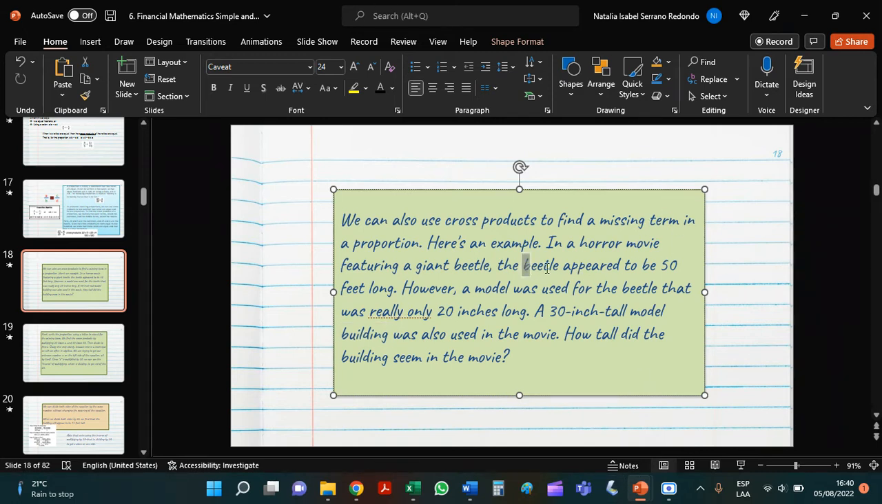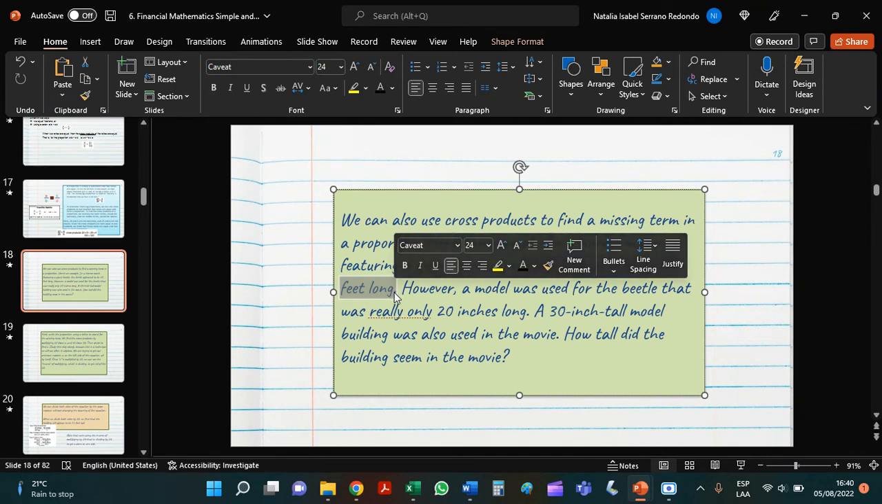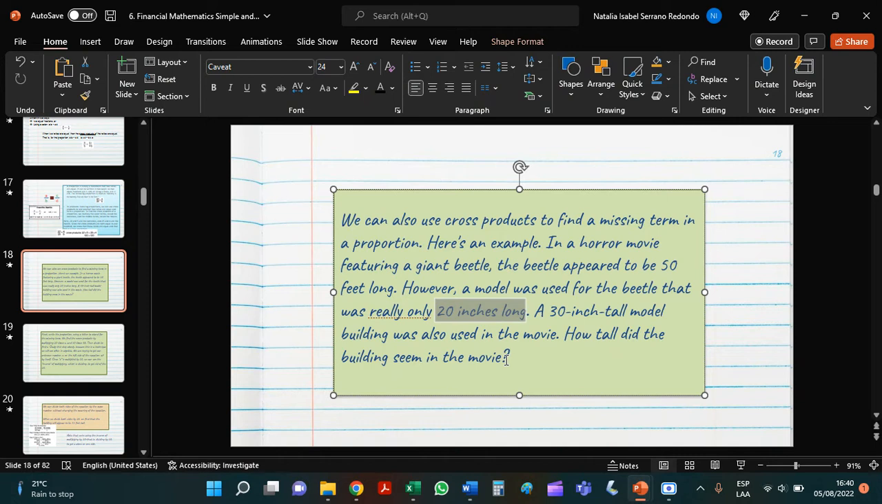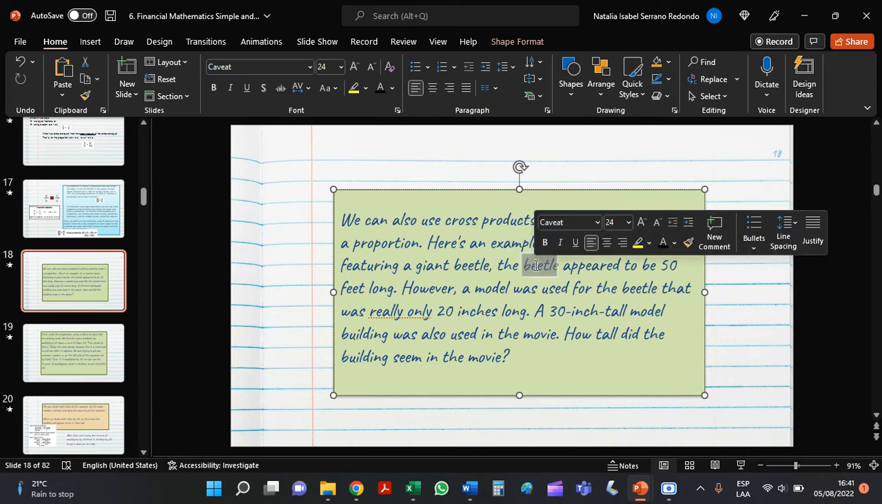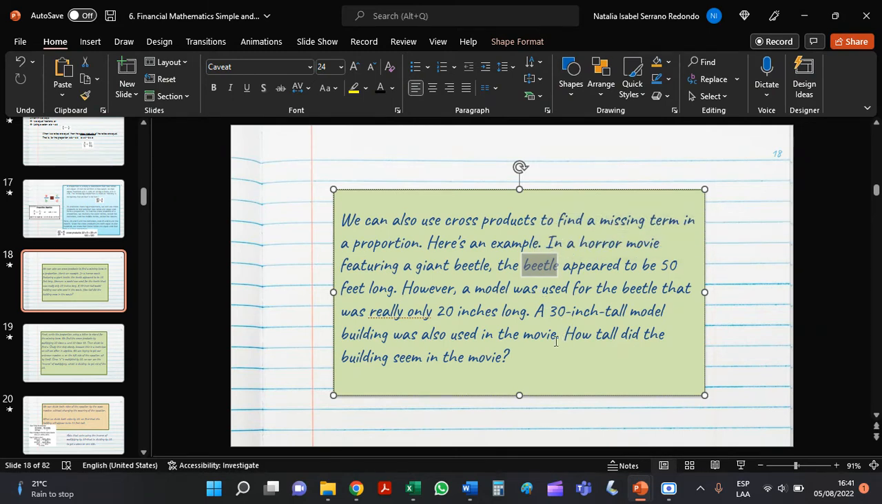The beetle in the movie was 50 feet long, but the mini version was 20 inches long. Okay, so 50 is to 20. And the other constant in the exercise was a building. The model was 30 inches tall, and you don't know how tall the building in the movie was. You have the beetle information, both the mini version and the real one in the movie. For the building, you just have the mini version. You have to calculate the one in the movie.